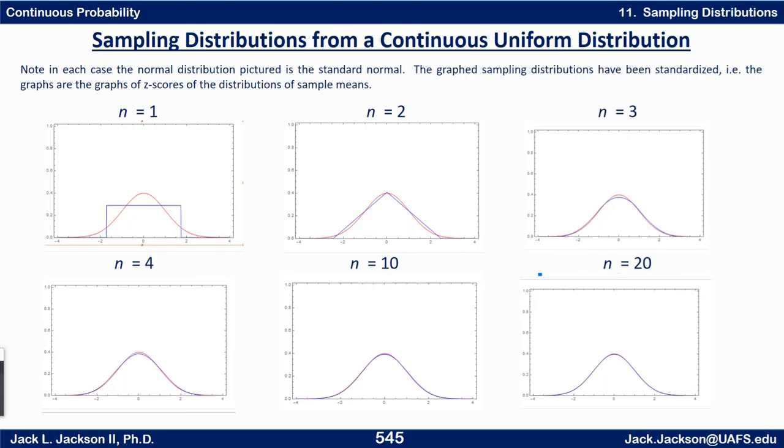Now here are some theoretical ones. These are screenshots from that applet that I just showed you. The normal distribution is in red. The one in blue is the PDF for a uniform distribution. And then we have, for samples of size 2, 3, 4, 10, and 20, we see that as we get going, the distribution of sample means is getting closer and closer to the distribution of a normal distribution.